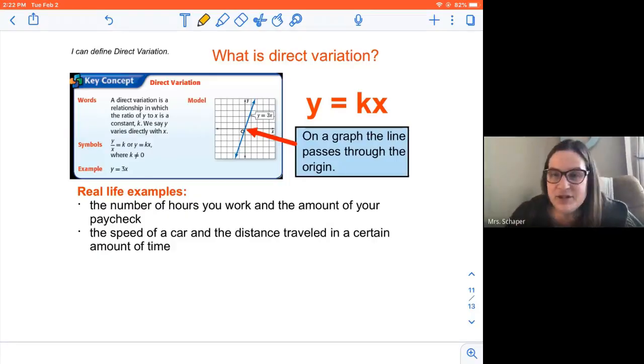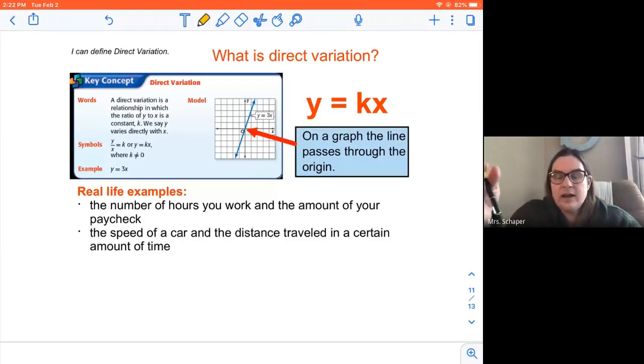Hey mathematicians, we are talking about direct variation today. It is going to be building off of what we talked about yesterday with proportional and non-proportional examples of functions using t-tables, graphs, and equations. So what we're going to talk about today is direct variation.